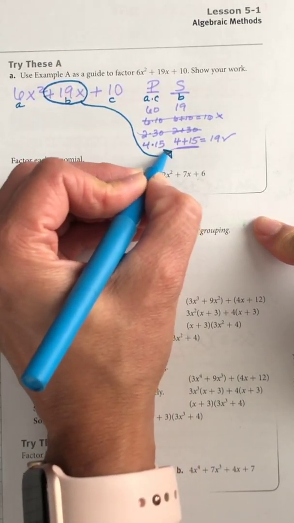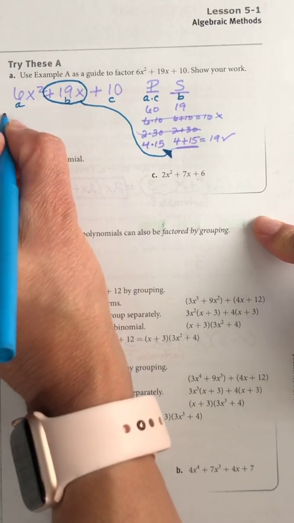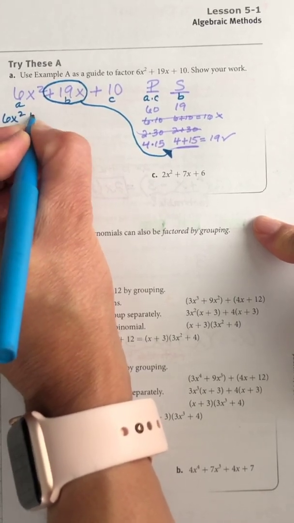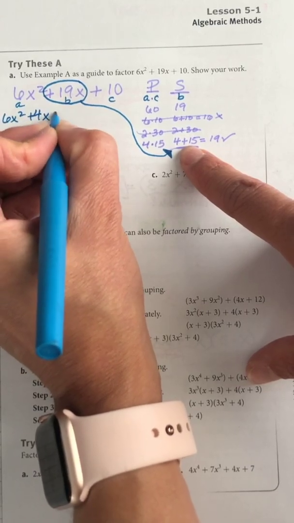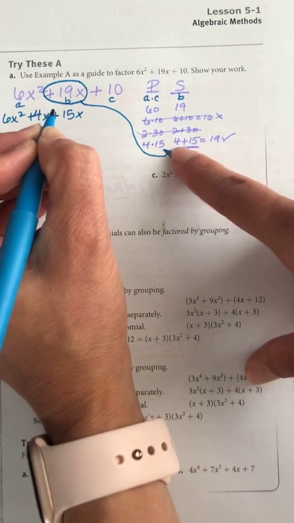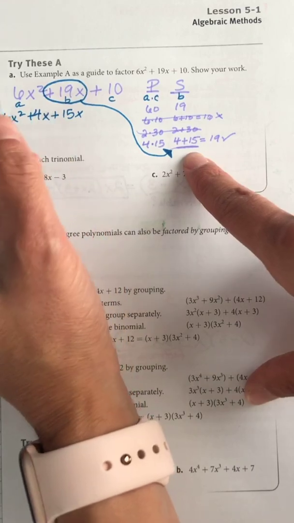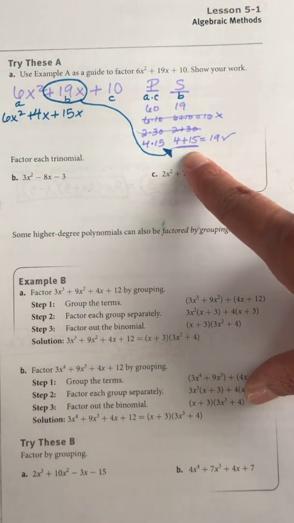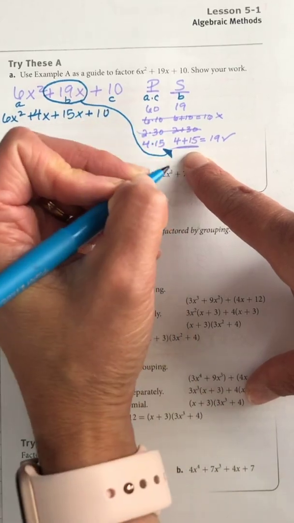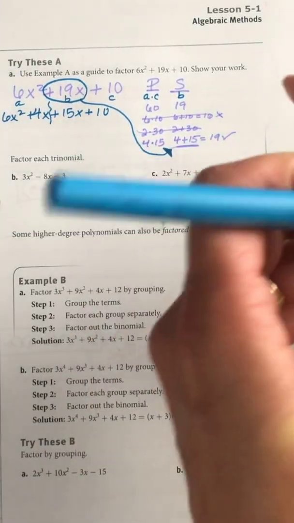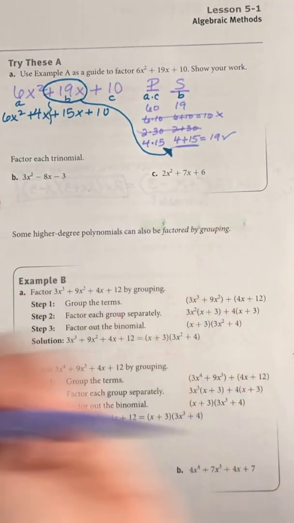Okay, so I have 6x squared plus, instead of 19x, equivalent to that would be 4x plus 15x. And it doesn't matter the order that you put these numbers in, because you might have thought to put 15 plus 4 instead. It'll work just the same. Okay, and then we gotta break it in half and factor each side.